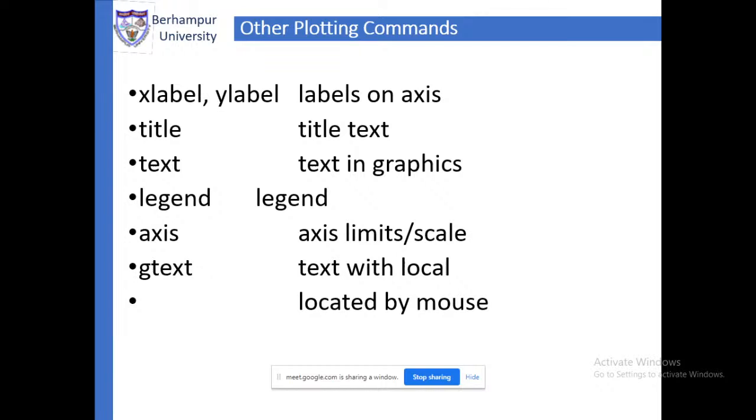Legend is the legend to the plot. Axis is the axis limit or axis scaling of x and y. gtext is text located by mouse. So you locate a point by mouse, and there you write whatever text you want to write. So these are some commands for plot.